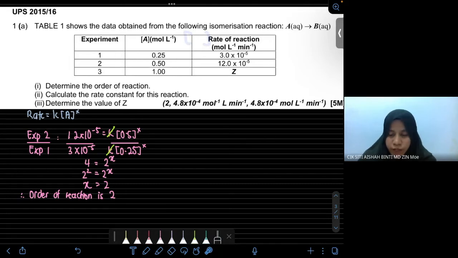Okay, and then ada juga yang tanya, waktu yang examples tu, memang ada certain order of reaction memang dapat 0.5. Okay, hanya untuk that question lah. Tapi for the further 1.1, what we have learned hanyalah zero order, first order dengan second order.